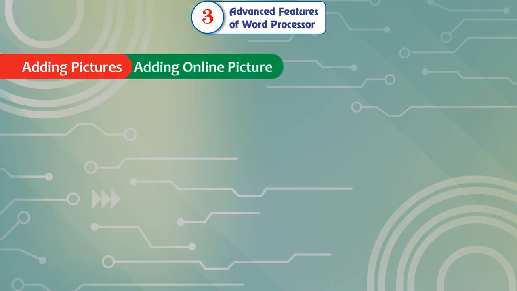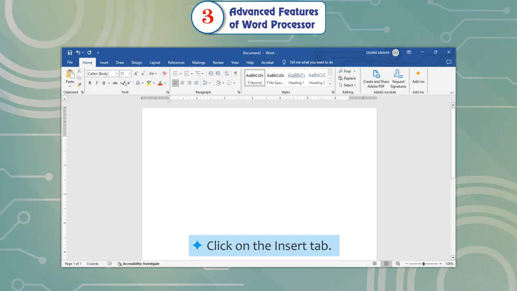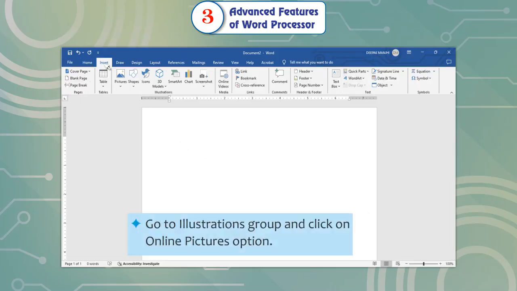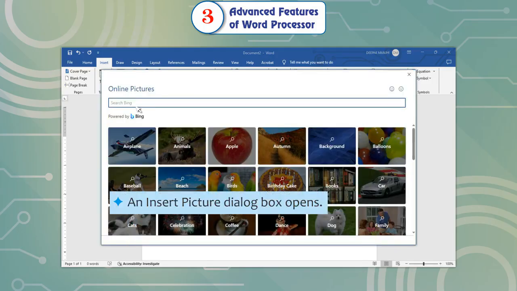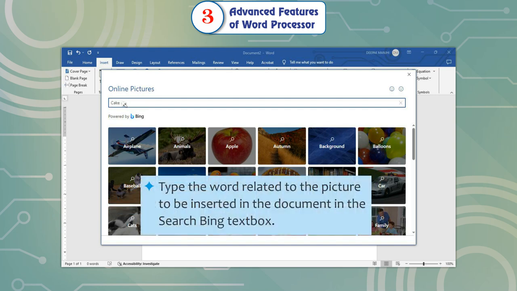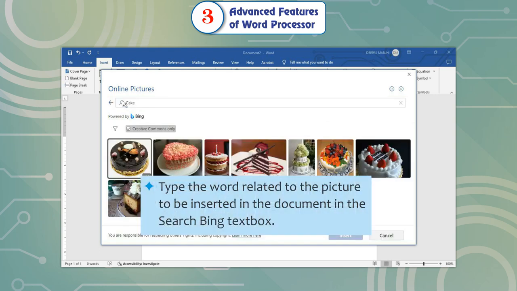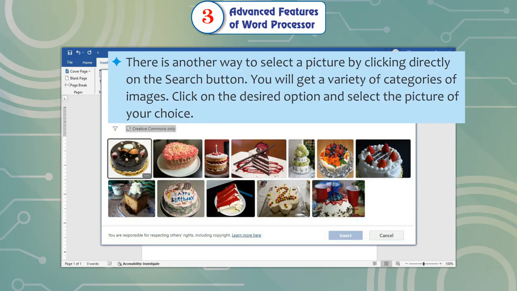Adding an online picture. Click on the Insert tab. Go to the Illustrations group and click on the Online Pictures option. An Insert Picture dialog box opens. Type the word related to the picture to be inserted in the document in the Search Bing text box. There is another way to select a picture by clicking directly on the search button. You will get a variety of categories of images.